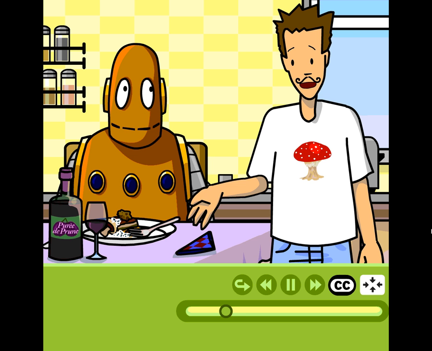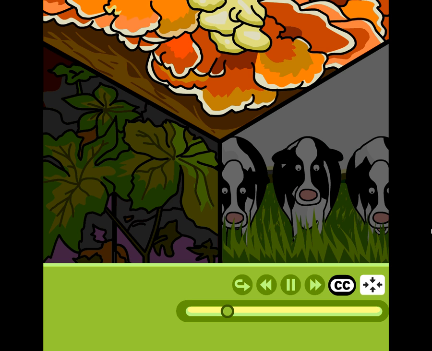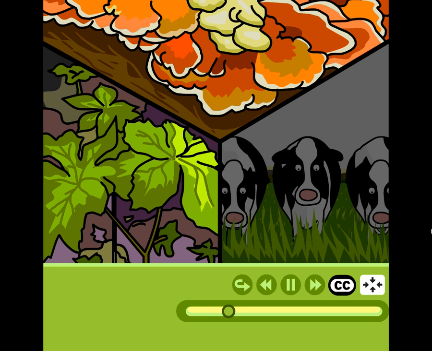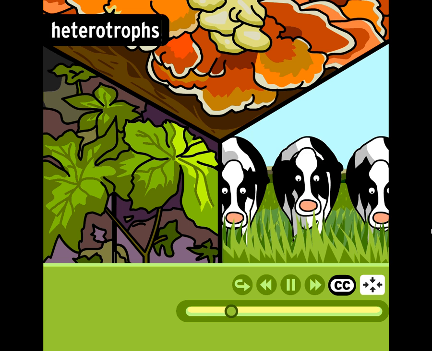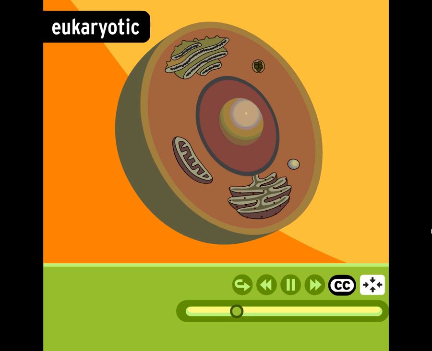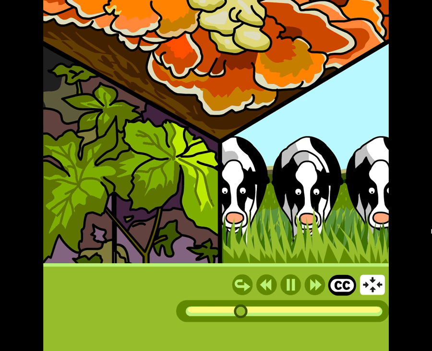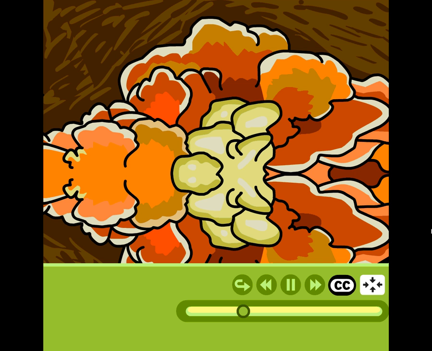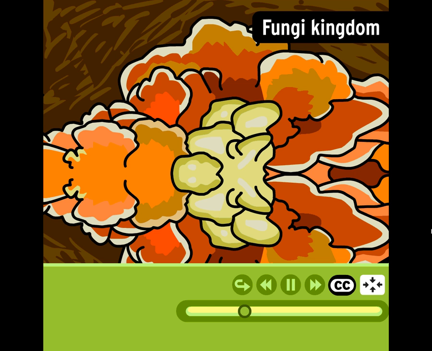Well, they're kind of hard to categorize. Like plants, fungi grow in one place and can't move around on their own. But like animals, they're heterotrophs, which means they get nutrients by consuming other organisms. And like both plants and animals, fungi are eukaryotic, meaning each of their cells has a nucleus. Since they don't fit neatly into either the plant or animal kingdom, scientists created a separate category just for them, the fungi kingdom.